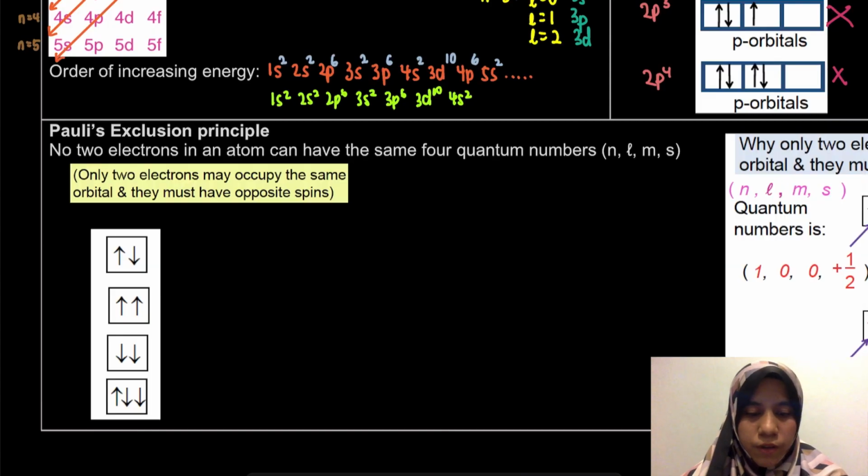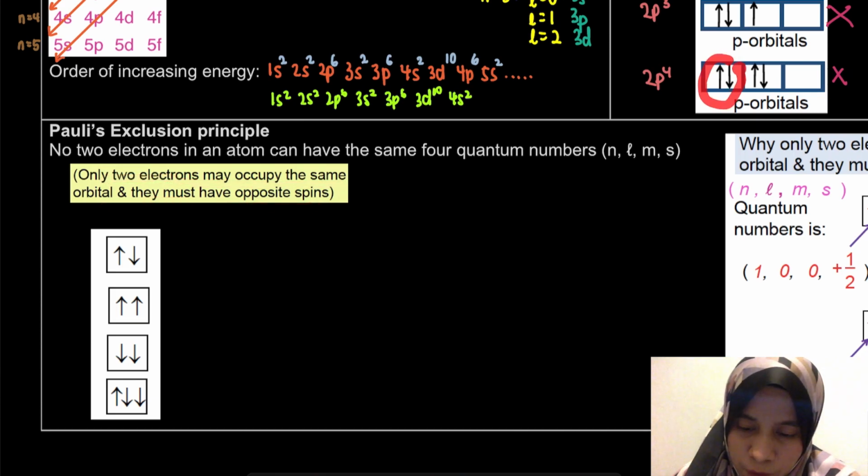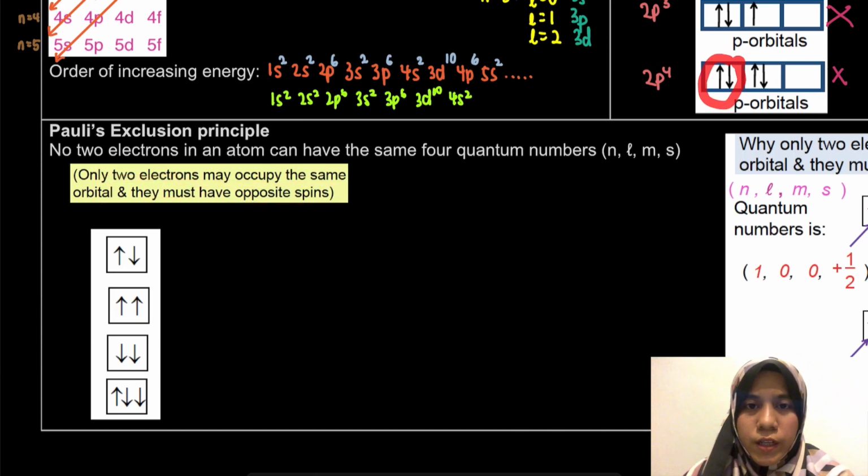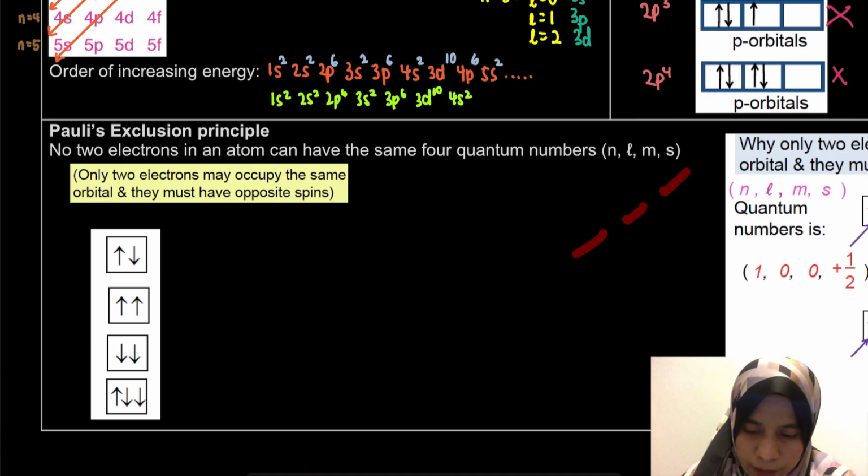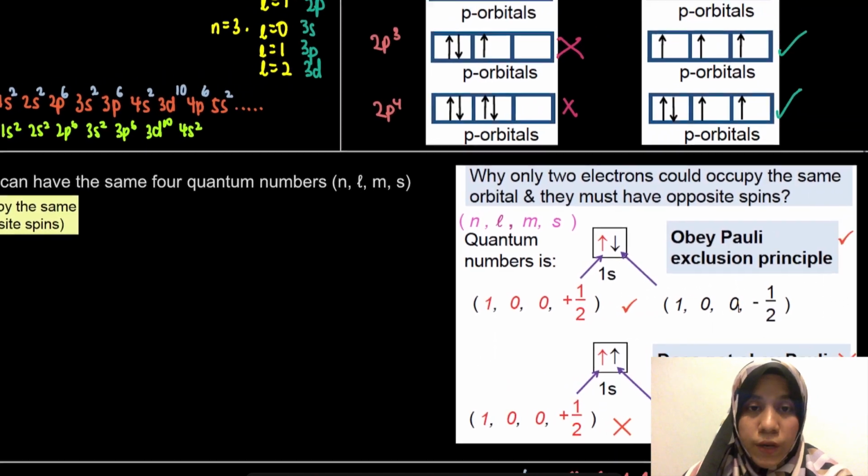The last rule that we're going to learn is actually the Pauli exclusion principle, where it mentioned that there are no 2 electrons in an atom can have the same 4 quantum numbers n, l, m, s. Okay, so what does it mean is that only 2 electrons may occupy the same orbital and they must have opposite spin. Okay, orbital tu maksudnya setiap satu each one of your box ataupun each one of your platform tu lah macam ni. Yang ini.